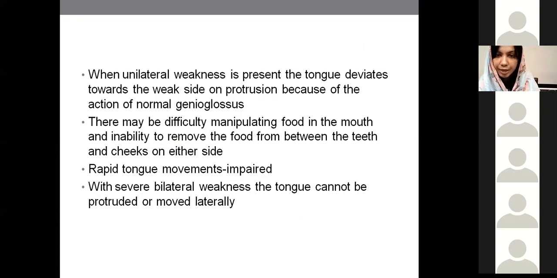When unilateral weakness is present, the tongue deviates towards the weak side on protrusion because of the action of the normal genioglossus. There may be difficulty manipulating the food in the mouth and inability to remove the food from between the teeth and the cheeks on either side. Rapid tongue movements would be impaired. With severe bilateral weakness, the tongue cannot be protruded or moved laterally.